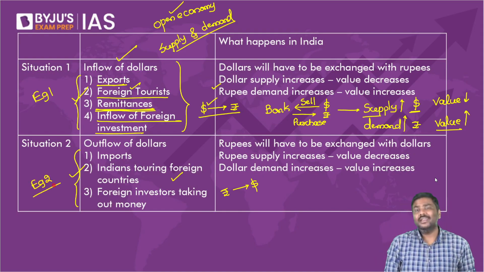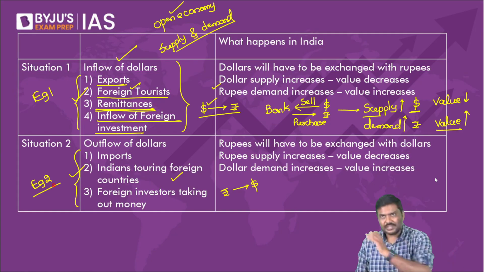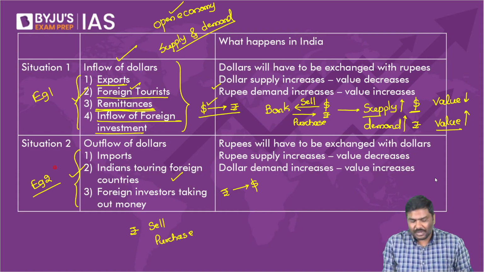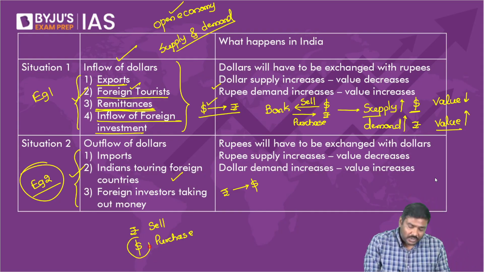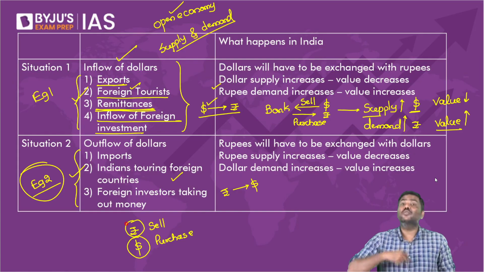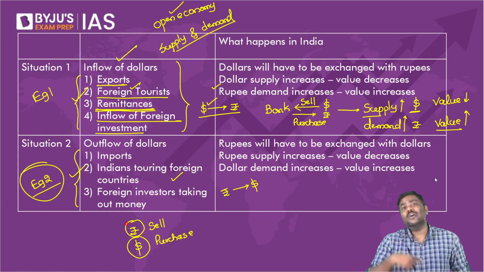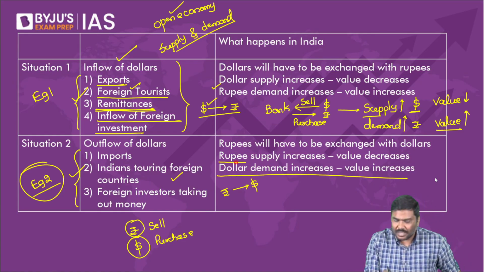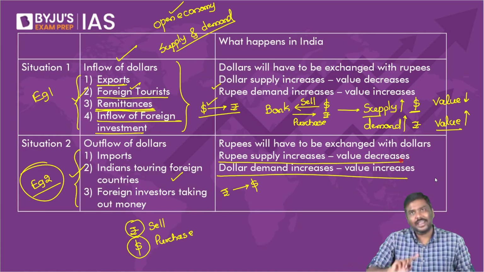And in case of example 2, think of this. I'll write the sequence now. You will go to a bank, sell rupees and purchase dollars. Example 2 I'm talking now. You will purchase dollars, which means demand for the dollar will increase, value for dollar should increase. When you sell rupees, supply of rupees will increase, hence value of rupee should go down. That is exactly what is given in the table.